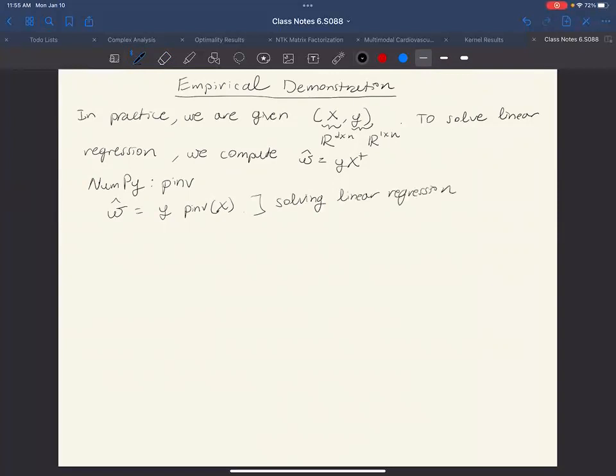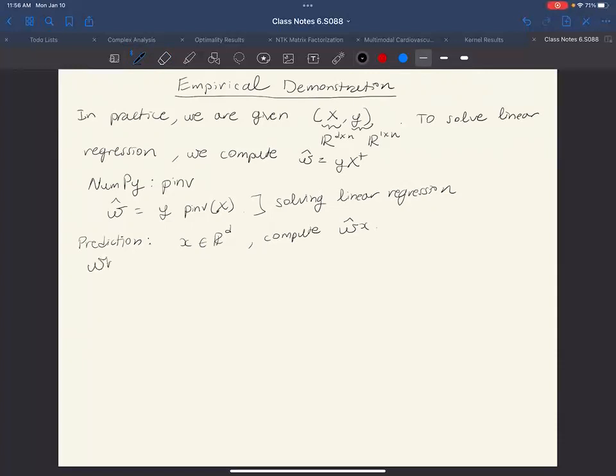Now, for prediction, if you're given a new point X in R^D, you just compute W hat X. And that's it. That's effectively the code for running linear regression on the computer. Of course, there's a lot of tricks to make things more efficient. So if you know that X is a square matrix, you should never actually use this pinv function. You should use the solve function.